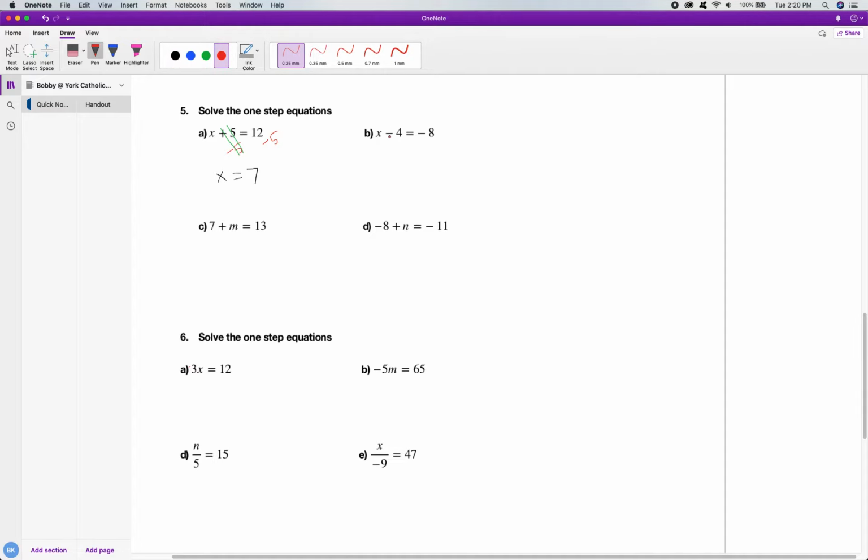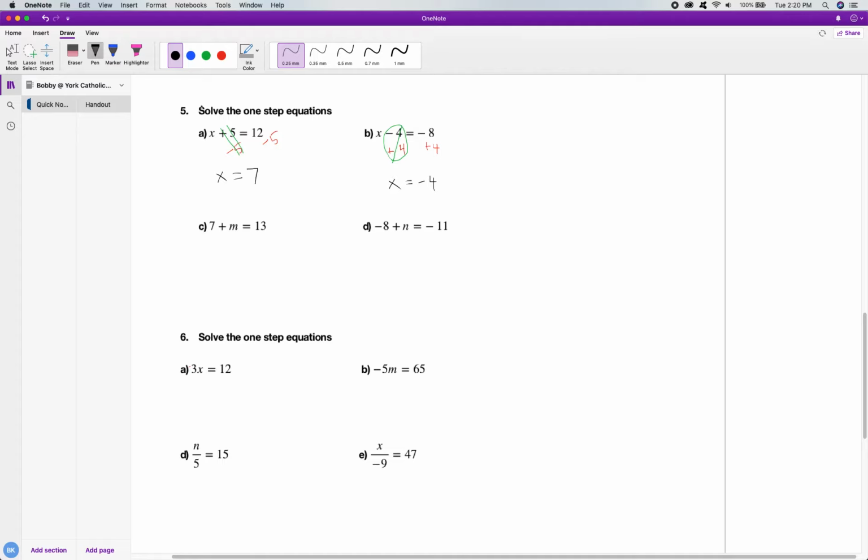Same thing here. What's happening to x? I'm subtracting 4. So the opposite operation is to add 4. So negative 4 plus 4, it's called a zero sum. It's gone. Only thing left is x. Negative 8 plus 4 is negative 4. That's the final answer.